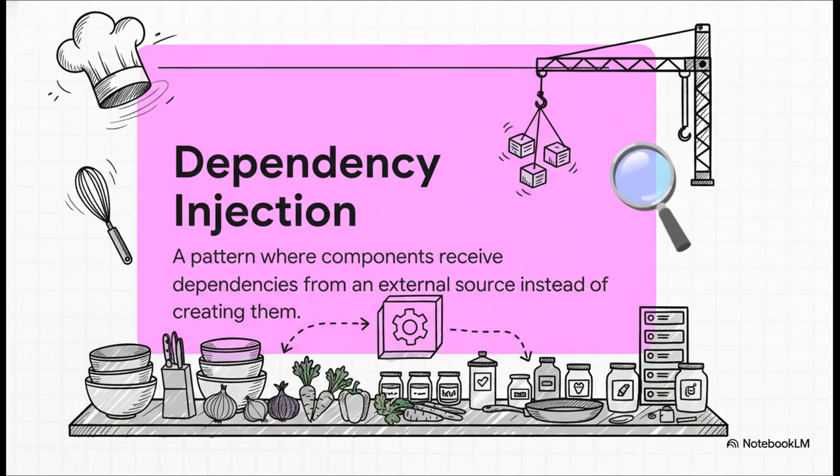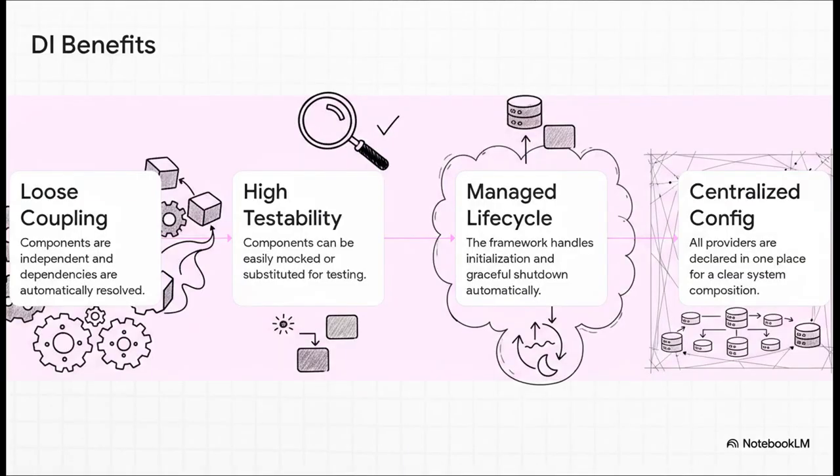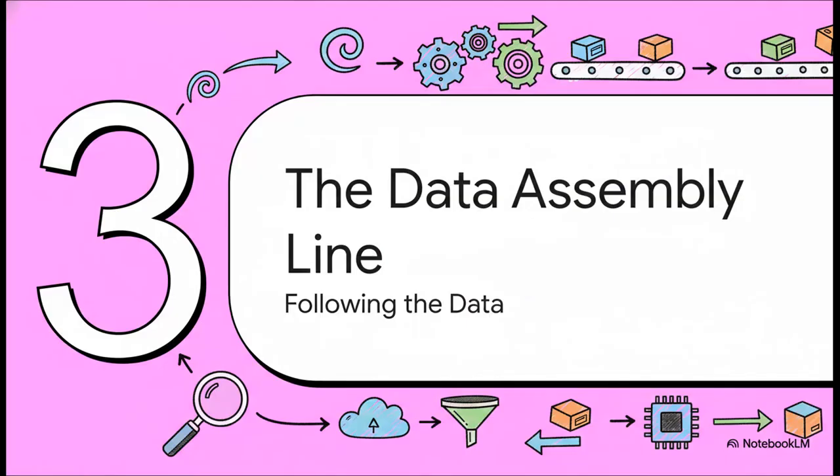The chef doesn't stop cooking to go forge their own knives, right? No. All the tools, the knives, the pans, the database connection, the logger, are all laid out and provided for them. That's what the framework does here. And the payoff for this approach is huge. Your components aren't all tangled up like spaghetti, which makes testing them an absolute breeze. The framework also handles the boring but super critical stuff like starting everything up and shutting it down gracefully. And you can see how the entire system fits together just by looking in one central spot. It's clean.